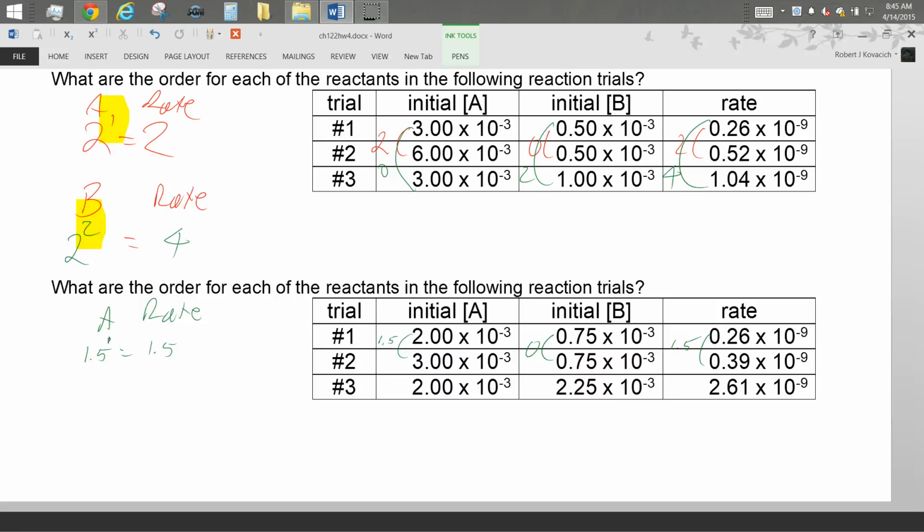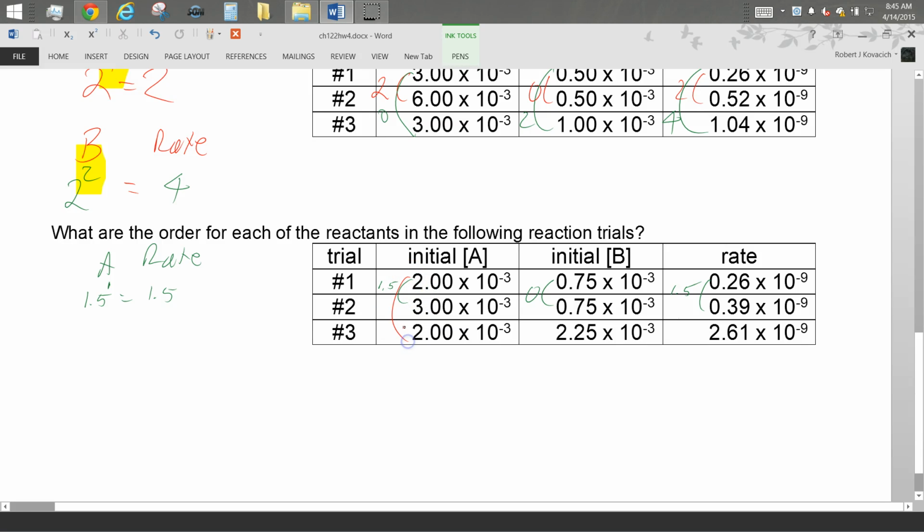And then let's do trials 1 and 3. So I got no change in A. How much does B go up? Three times? So B goes up by 3. And then how much does my rate go up? Is that 0.038? Okay.